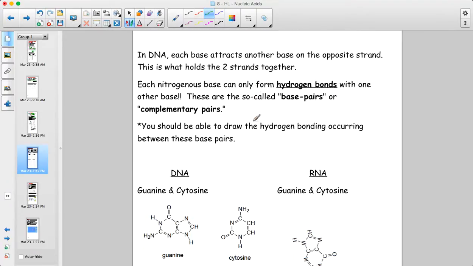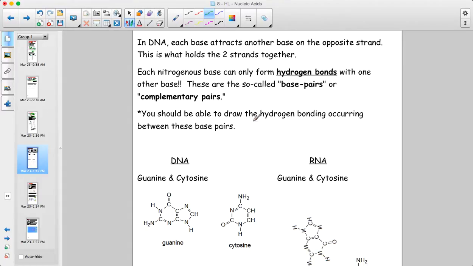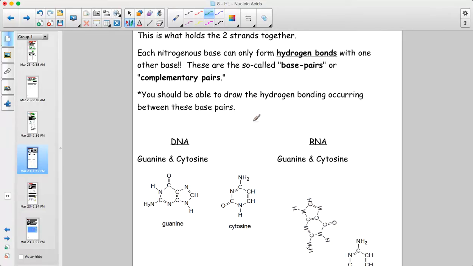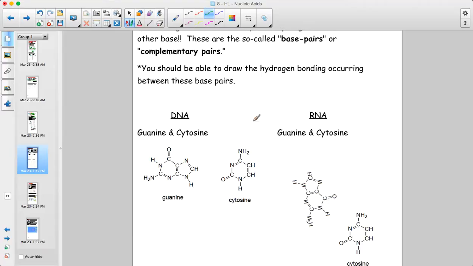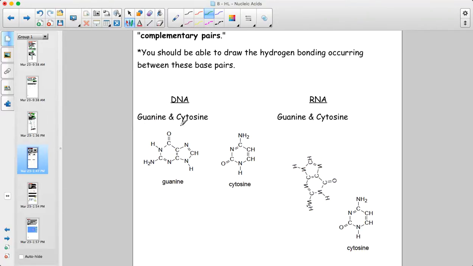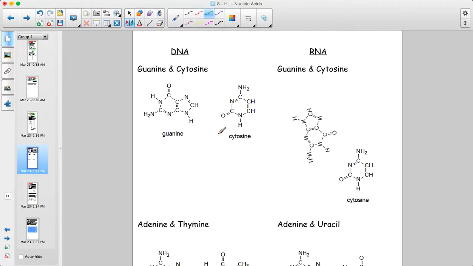So the 2 strands in DNA are held together only by hydrogen bonding between the nitrogenous bases. But each nitrogenous base can only hydrogen bond with one other nitrogenous base. So they have a complementary pair that they form. They have base pairs, or sort of a partner that they can hydrogen bond with. It turns out that there's always going to be a purine bonding with a pyrimidine. That's how they end up fitting together.